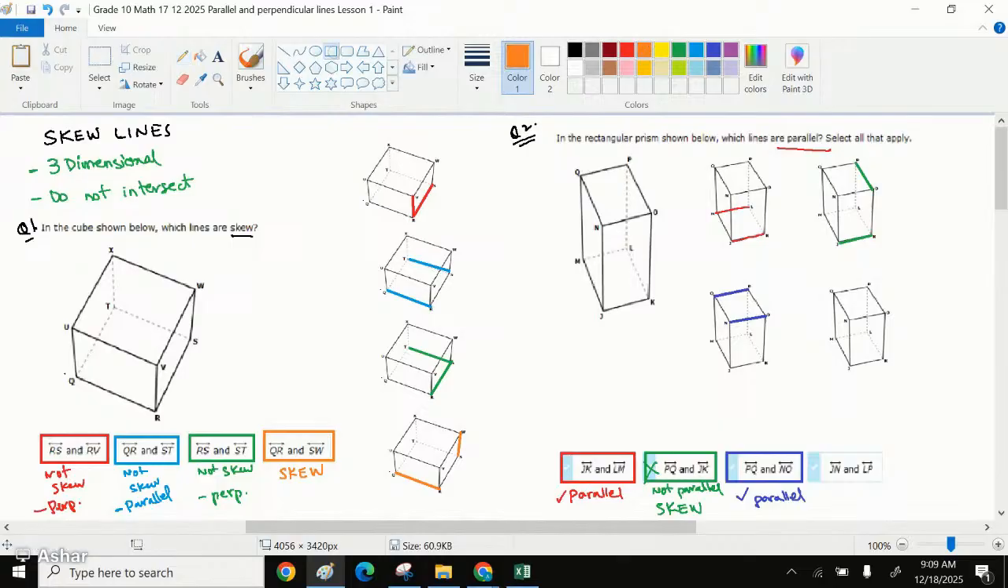And the last one, JN and LP. So where is JN? JN is this. Let's see where LP is. LP is this. So what we can say is that these two lines are parallel.